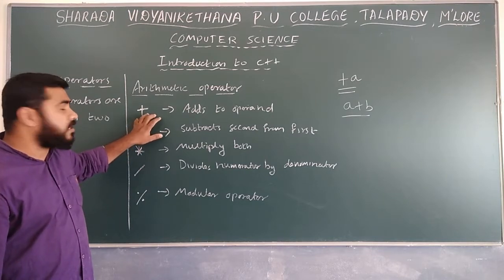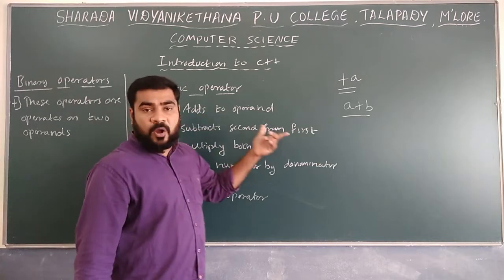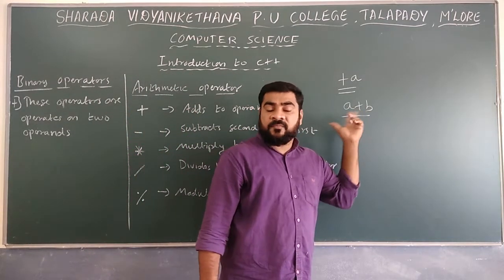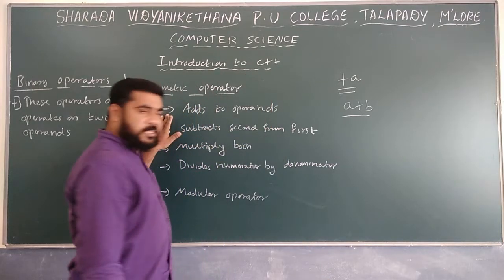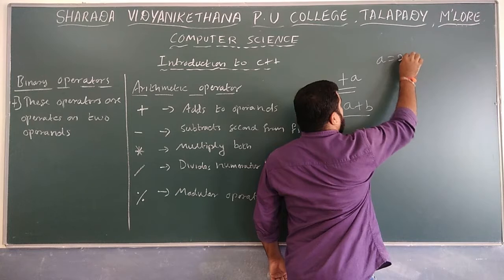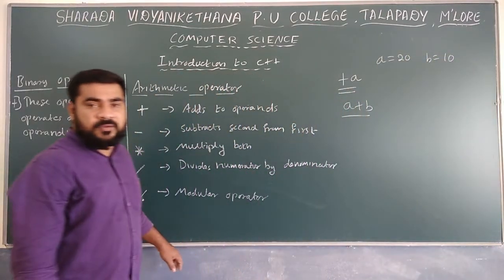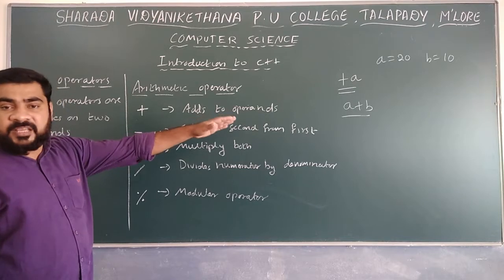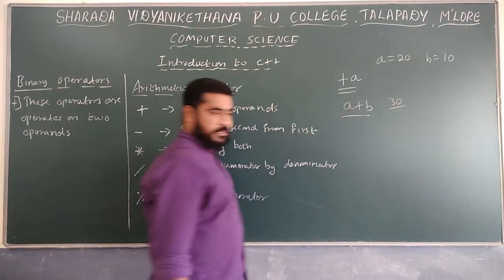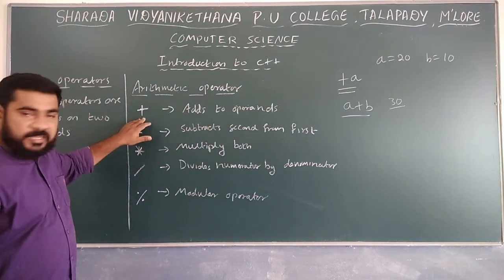So what is the use of the plus operator? The plus operator is used to add two operands. If you want to find the sum of two operands, then we use the plus operator. So we will take the values here: A I will give as 20 and B I will give as 10. Then a plus b will be 30. So it adds the two operands. When you are going to add two operands, the binary arithmetic operator plus is used.